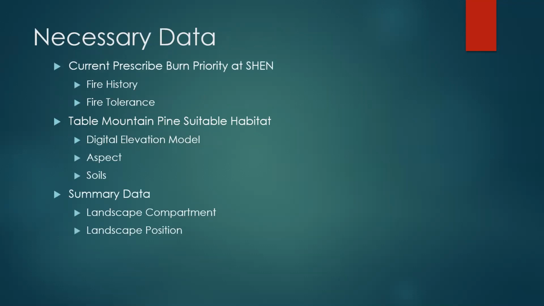The data for each of these analyses were predominantly comprised of raster data sets. For the current prescribed burn priority analysis, the data needed was a fire history layer and a vegetation fire tolerance layer. For the suitable habitat analysis, a digital elevation model, an aspect layer, and a soils layer were needed. And the Table Mountain Pine habitat burn priority analysis utilized the data from the previous two. Additionally, a landscape compartment layer was utilized to summarize the data. In this case, it was the park search and rescue grids.